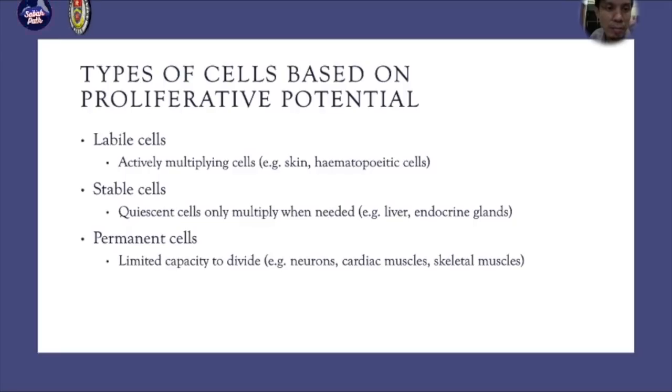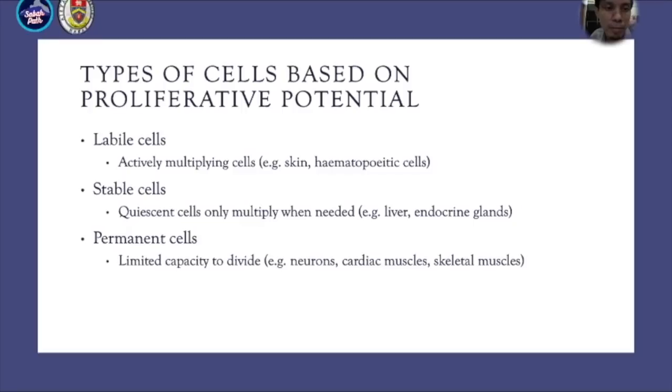Then the second type is stable cells. These cells are usually quiescent and only multiply when needed. For example, liver cells or hepatocytes following trauma or resection, and endocrine glands following hormone stimulation.